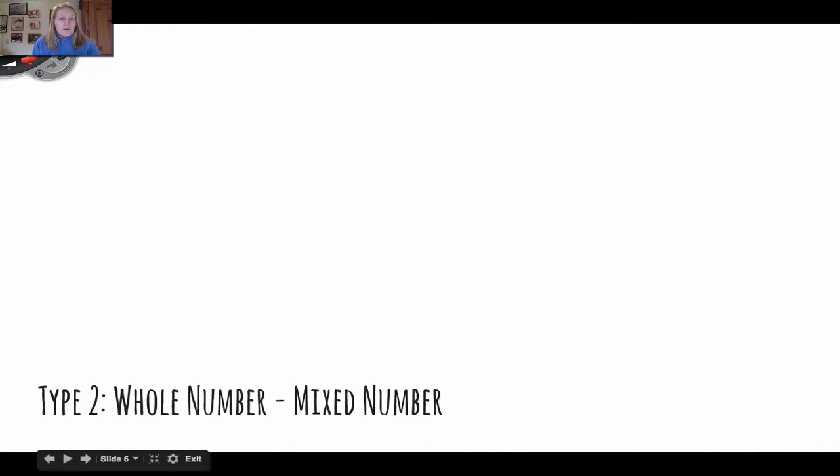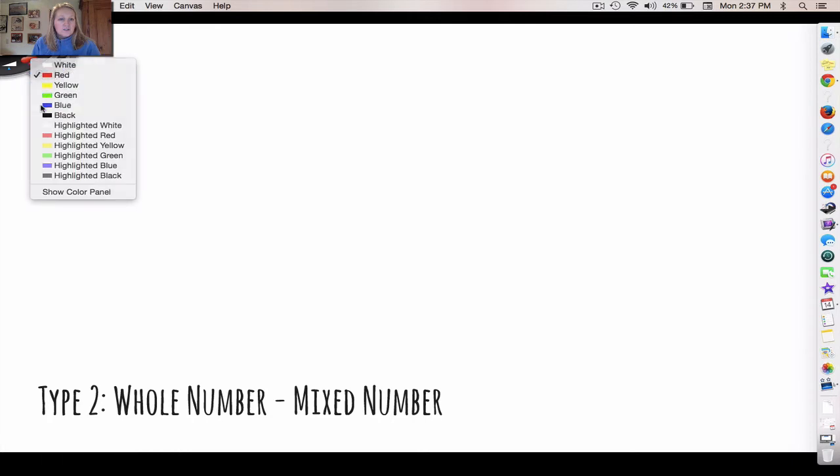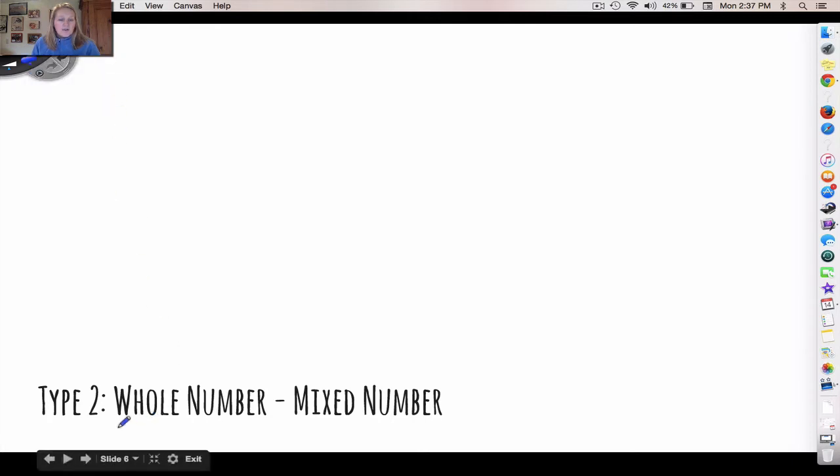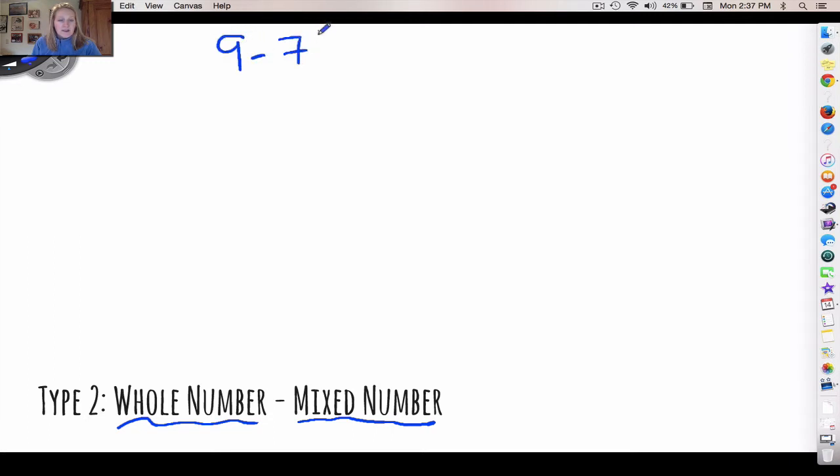Type 2. What would happen if we have a whole number and we're subtracting a mixed number? Let's use the example of 9 minus 7 and 4 ninths. The answer is going to be around 2, right? 9 minus 7 is around 2. So we know we're going to get an answer that's around 2, and that's always an important thing to do when you're working with fractions, is to estimate, because you can get a ballpark of what your answer should look like, and sometimes we can really get numbers that are off.